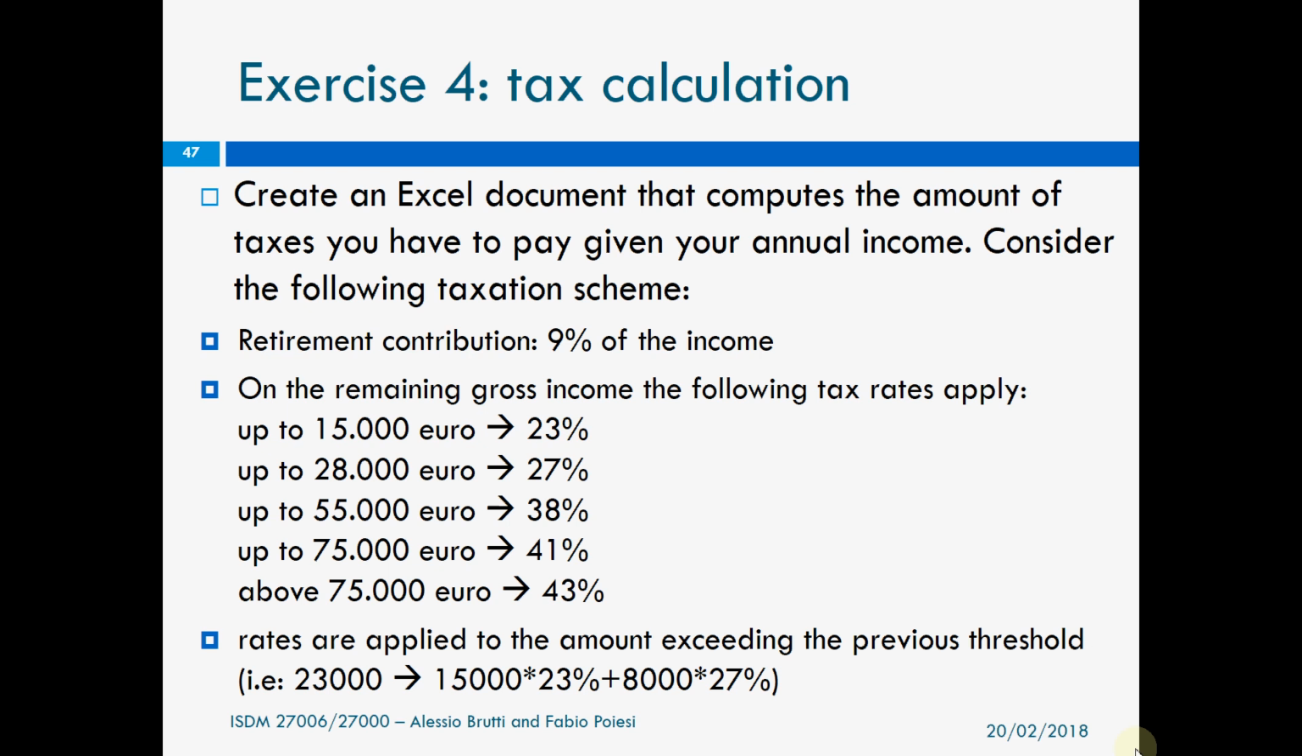So first of all, the person has to pay 9% of the income for retirement contribution. Then on the remaining gross income, we have these tax rates. So up to 15,000 euros, the rate is 23%. From 15 to 28 is 27%. From 28 to 55 is 38%. From 55 to 75 is 41%. And above 75 is 43%. Of course, rates are applied on the amount exceeding the previous threshold. So if the income is 23,000 euros, the taxes to pay are 15,000 times 23% plus 8,000, which is the amount exceeding the 15,000 threshold, multiplied by 27%.